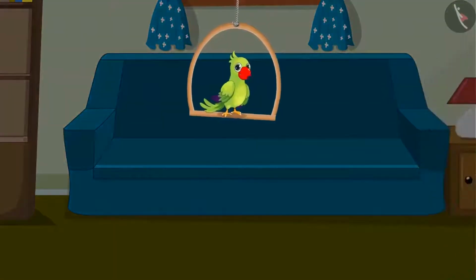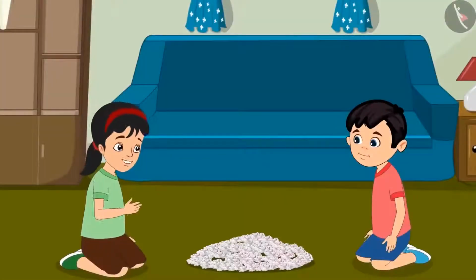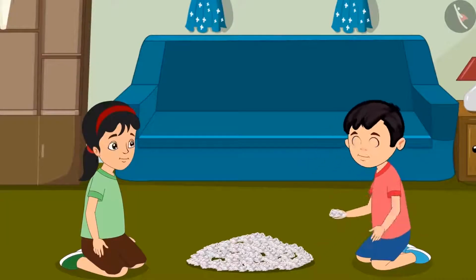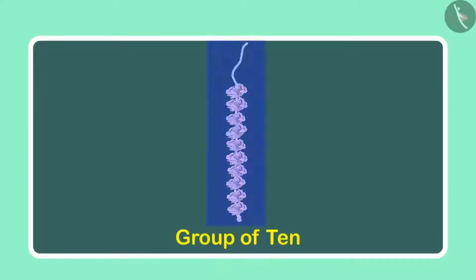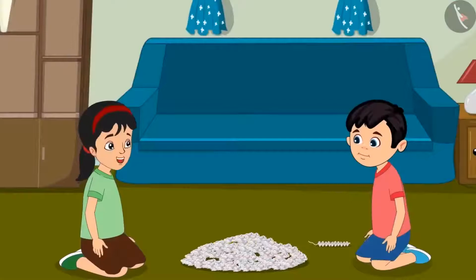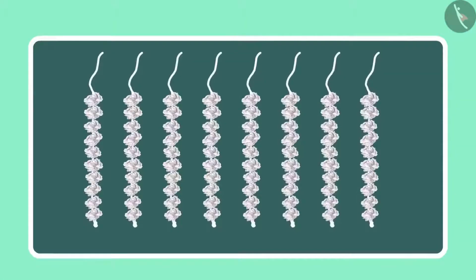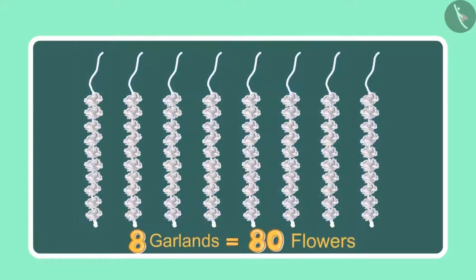Chotu and Pinky have brought many flowers from the market. Chotu, come let us make garlands with these flowers. Pinky, look, I have made a garland with 10 flowers. Wow, Chotu, now let us make more garlands. Chotu, can you tell so far how many flowers we have used in making the garlands? See, we have made 8 garlands of 10 flowers each. So it comes to 80 flowers.